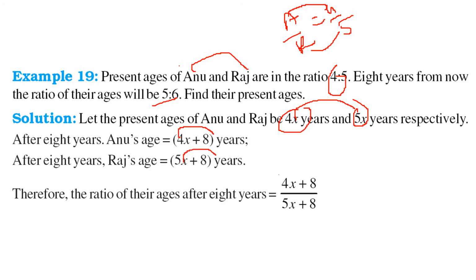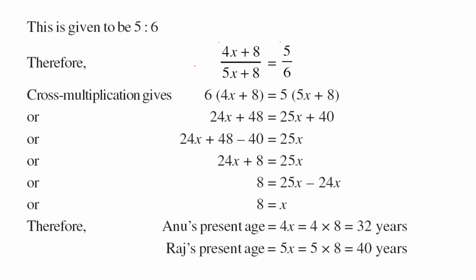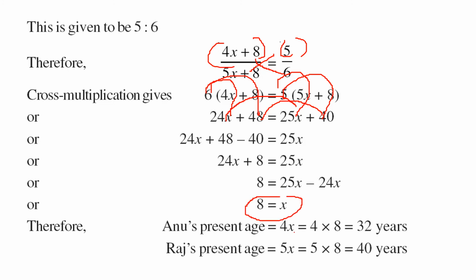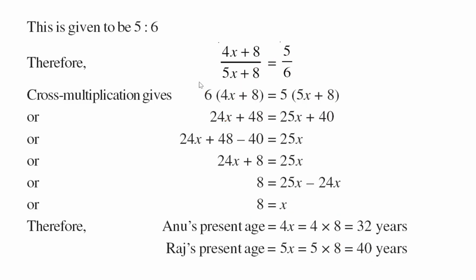So, the ratio will now be 5/6. So, (4x plus 8) by (5x plus 8) will be equal to 5/6 now. Now you can just solve it. Take 6 here, multiply it with this. Take 5x plus 8, multiply by 5. So, now 6 4s are 24x, 6 8s are 48, 5 5s are 25x, 5 8s are 40. Take 24x here and 40 here. So, you get simply x is equal to 8. Now, because the ages we have taken initially as 4x and 5x, so 4 into 8 and 5 into 8. This is how you get 32 and 40.